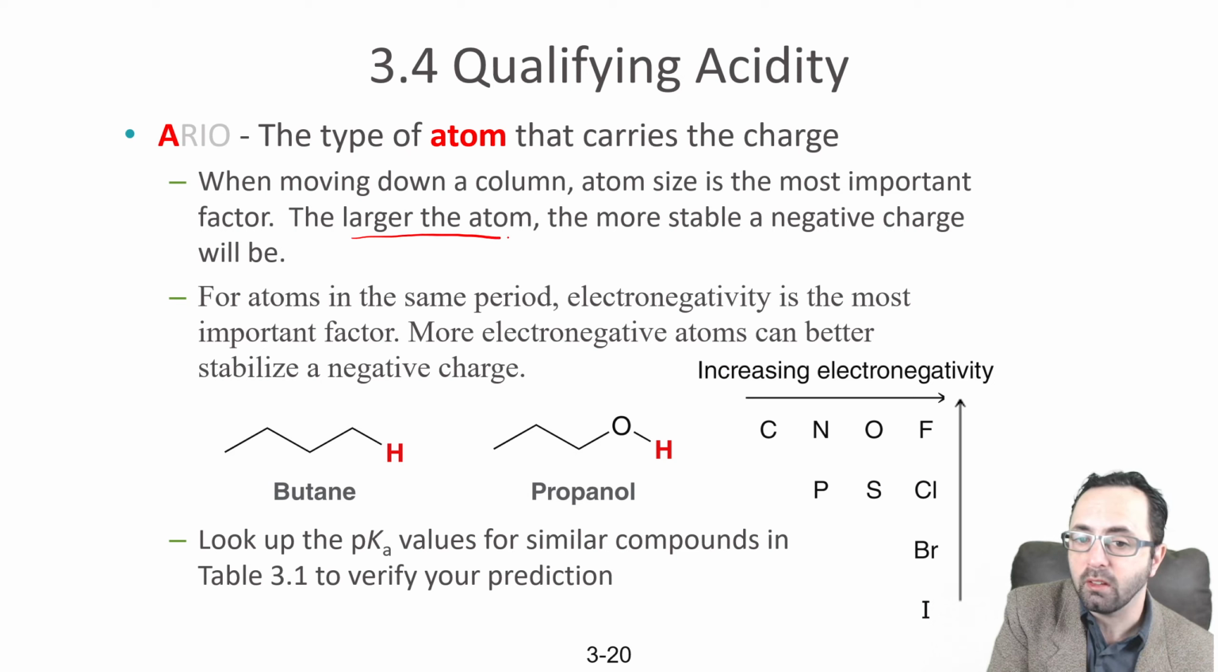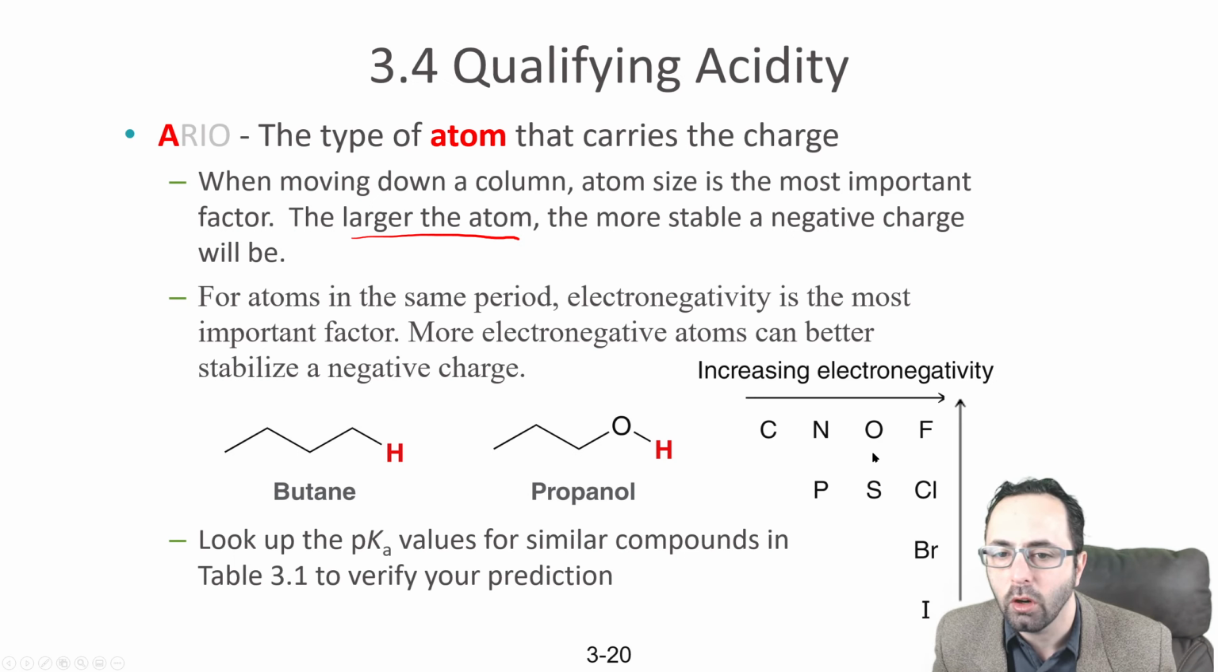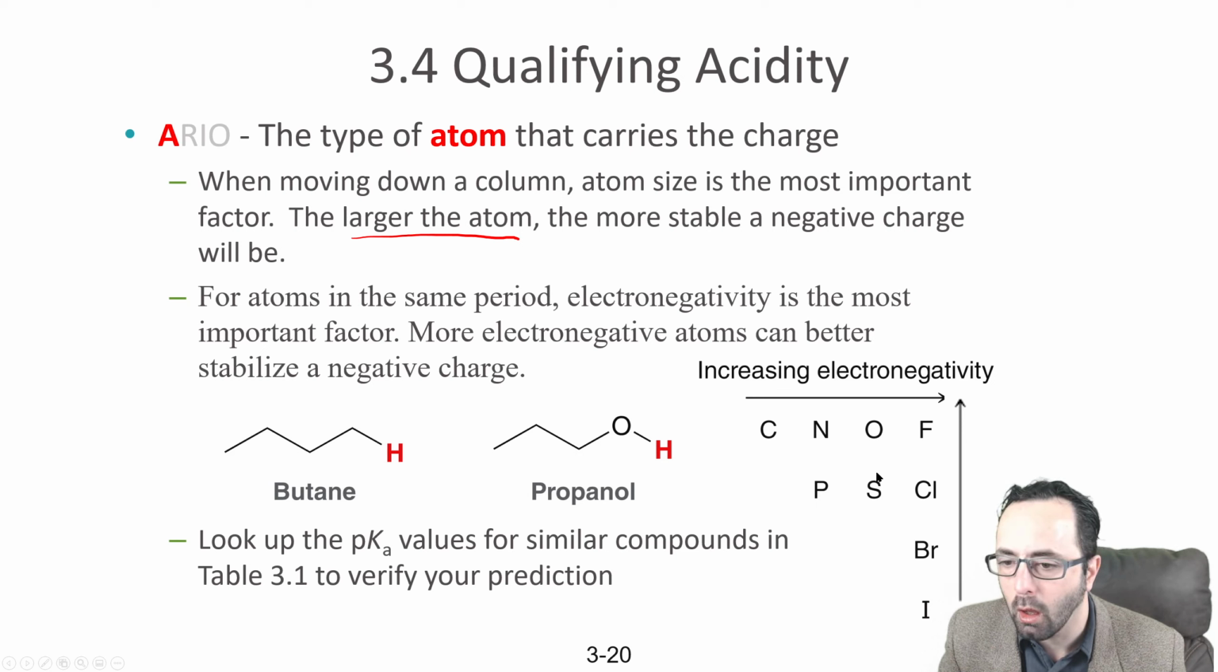If an atom is larger, for example, sulfur being larger than oxygen, it will stabilize a negative charge better than the oxygen will, because it will spread it out, essentially. Spread out that negative charge, so it won't be as attractive to neighboring positive charges.